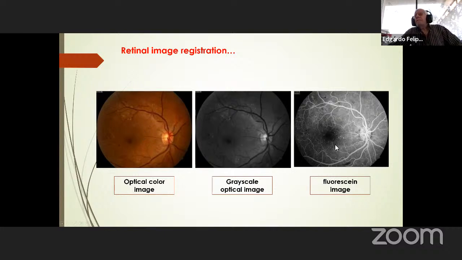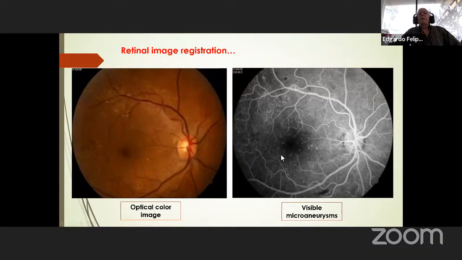And it is very important to know that if the optical image presents microaneurysms, for that reason, it is necessary to register the optical image and this fluorescein image. Here it is better visible. Microaneurysms, you can see them, and here it is not possible to see them. They are there, but it is not possible to see them.